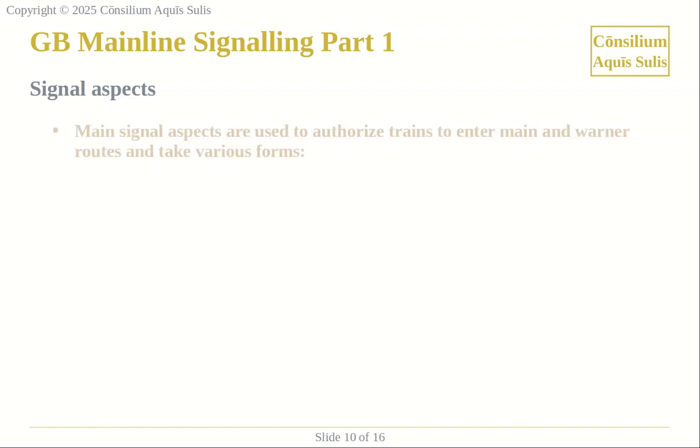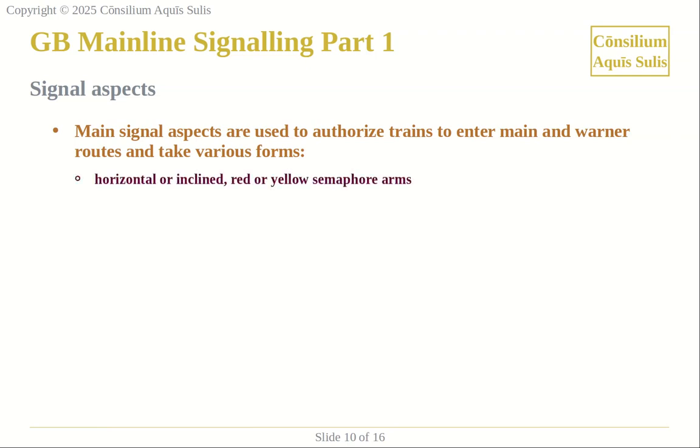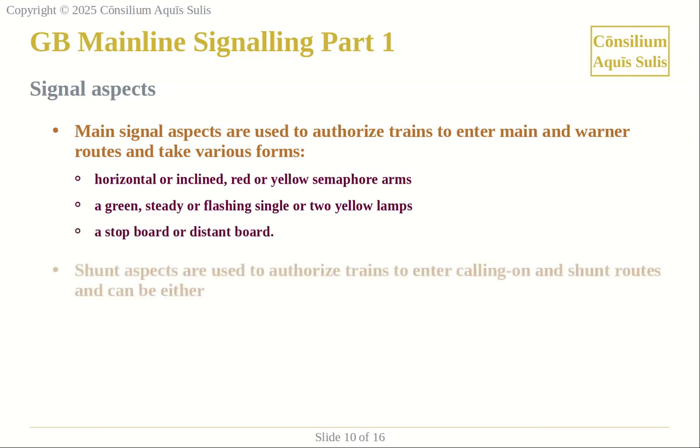We then moved on to look at specific signal aspects, the main signal aspects used to authorise trains to enter main and Warner routes, which can be either horizontal or inclined red or yellow semaphore arms in the case of mechanical signalling, or green, steady or flashing single, or steady or flashing double yellow lamps in the case of colour light signals, or red lamps, a stop board or a distant board.